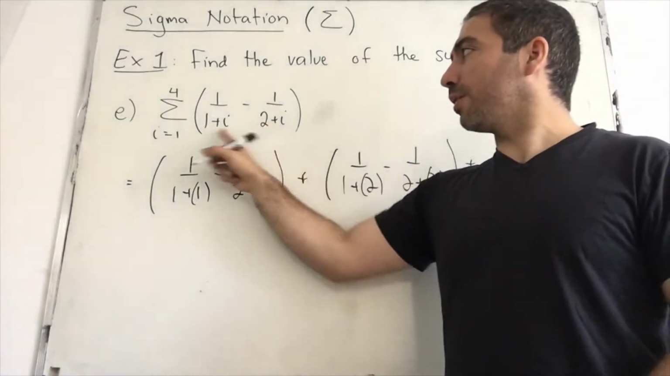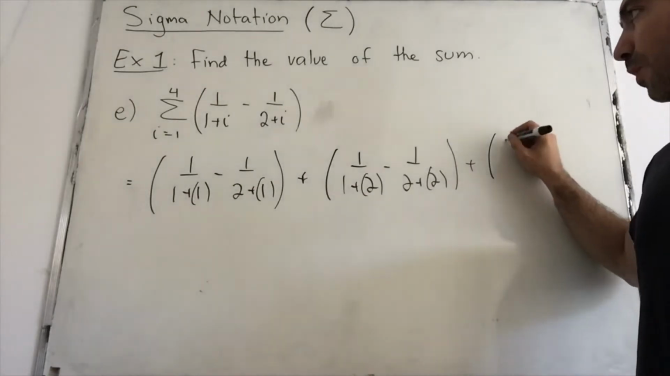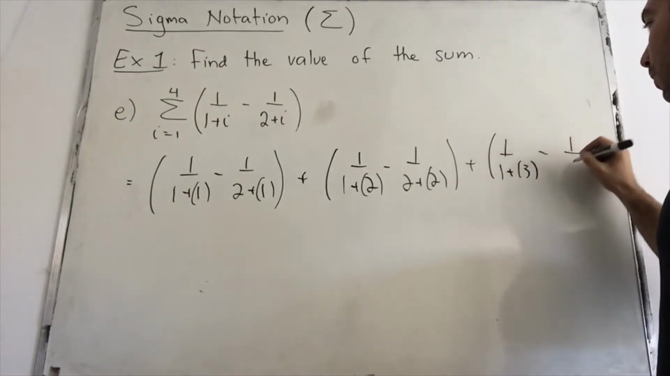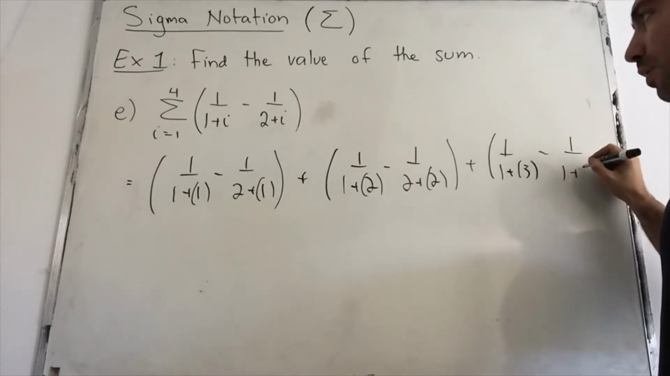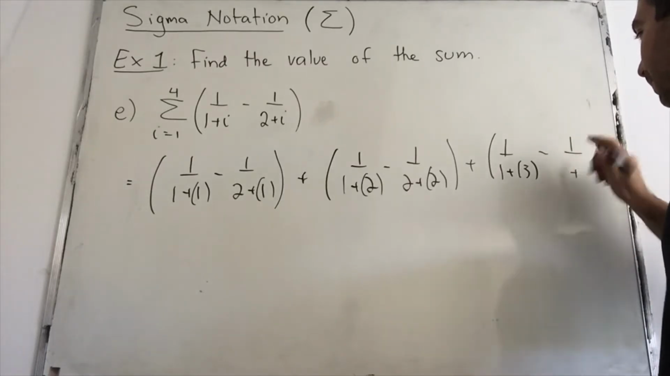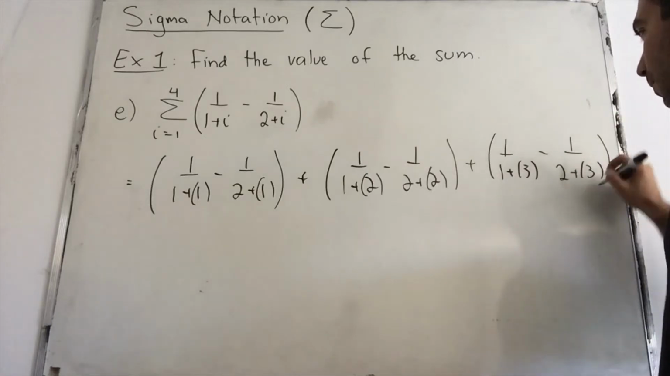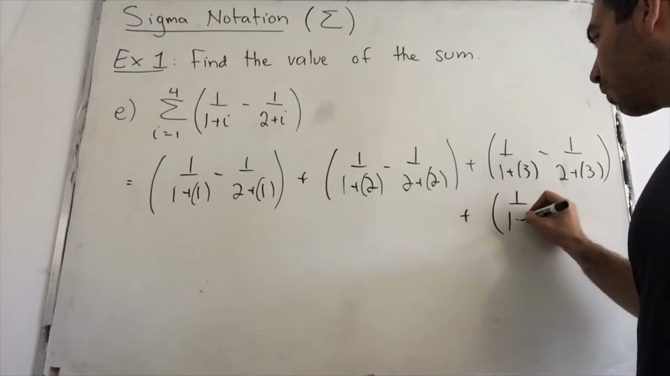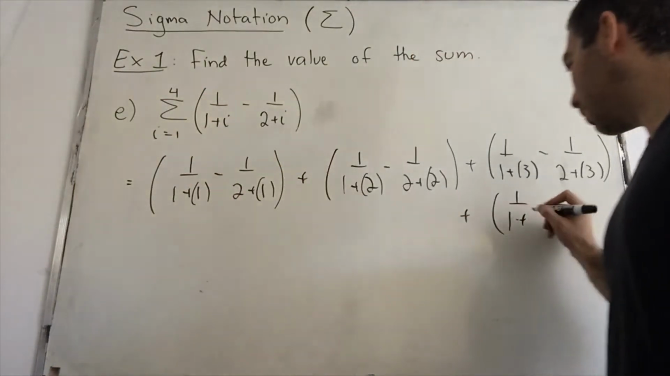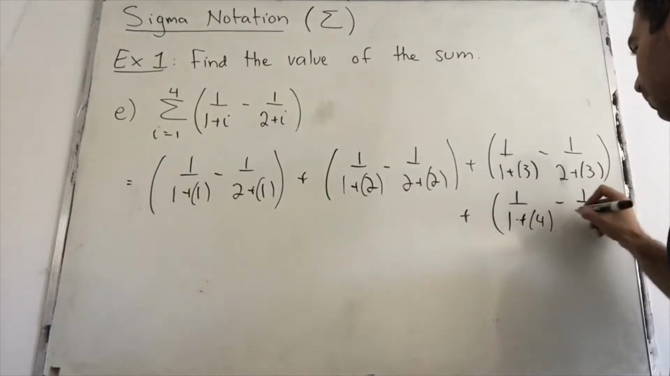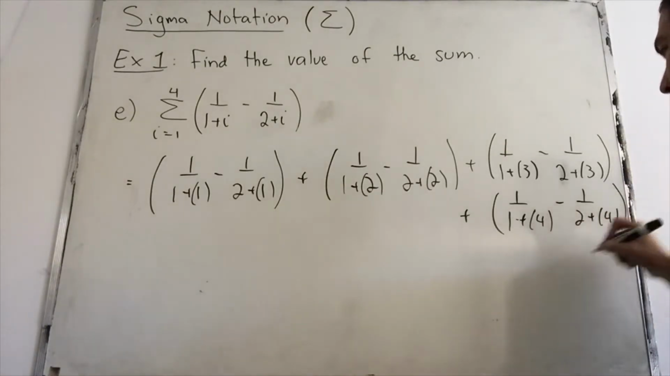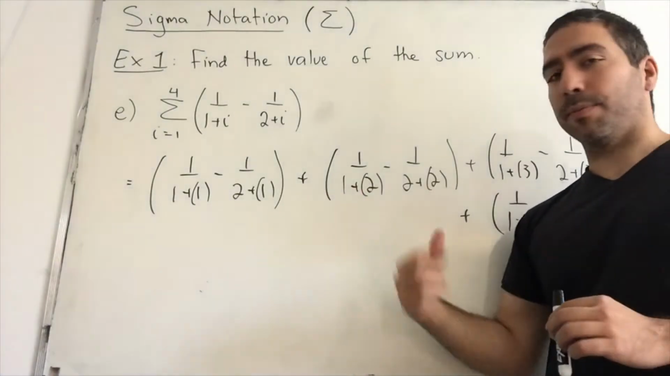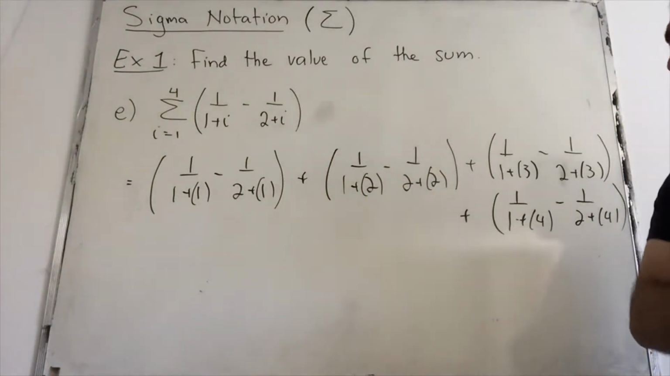Now we're substituting all the i's with 3's. 1 over 1 plus 3 minus 1 over 2 plus 3. And I'm just going to add the last one here, giving us 1 over 1 plus, we're stopping at 4. So 4 minus 1 over 2 plus 4. Okay. So this is the case 1, 2, 3, 4. We're adding them up, and this is our setup. So let's go ahead and solve this.